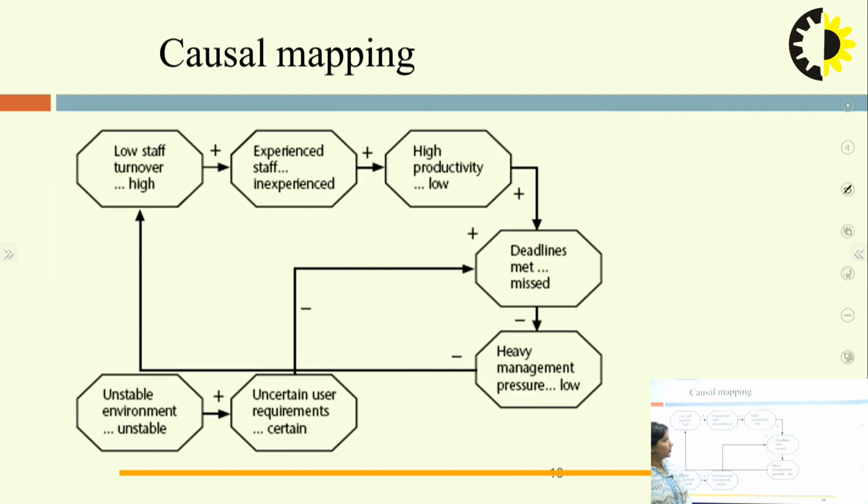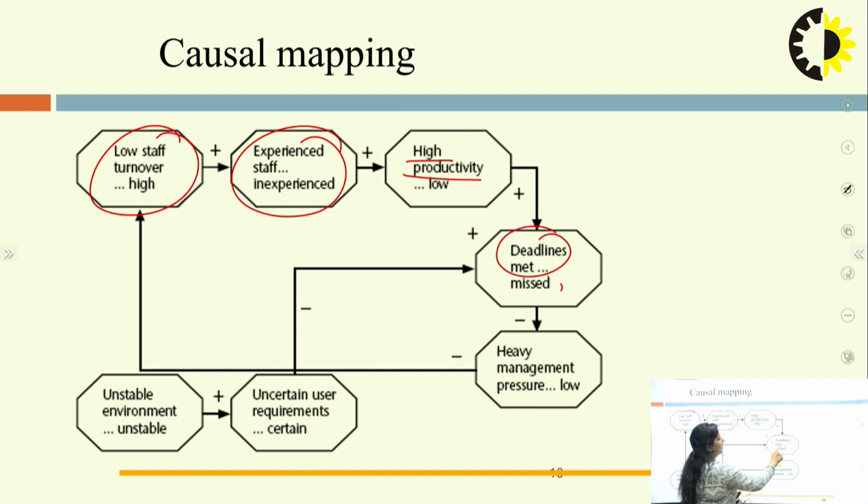So, this is the causal mapping that can be done. For that we have low staff turnover, high. In that we can add experienced staff, which is inexperienced. We can also add high productivity. We can add deadlines which were met or deadlines which were missed. The negative will come from heavy management pressure or low. So, this is the negative side of that particular project that can happen.